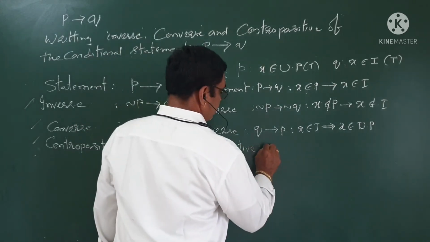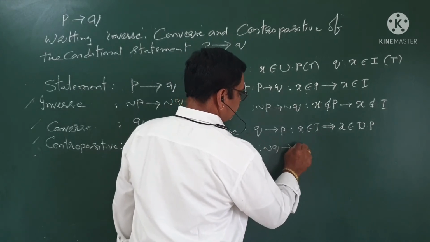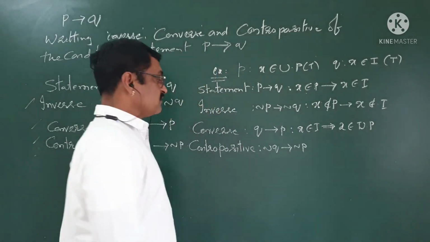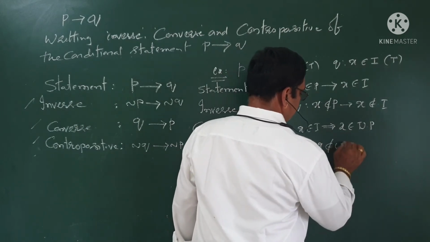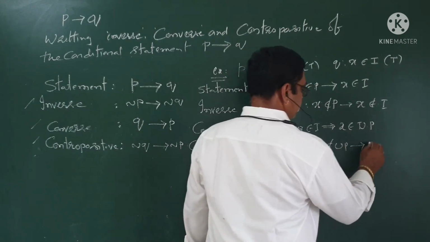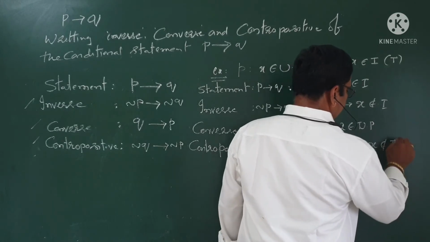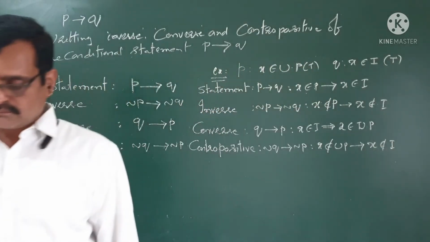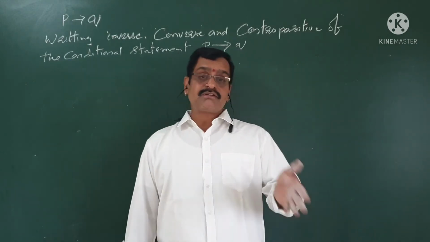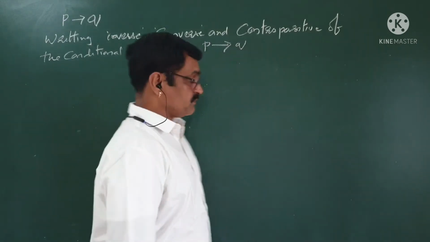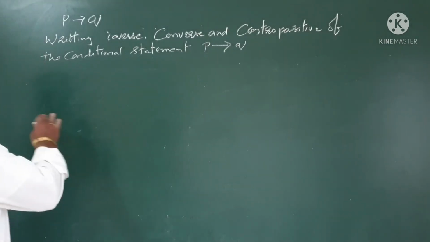Contrapositive: negation of Q implies negation of P. This is very simple. X does not belong to A implies X does not belong to B. Now the truth values of this converse, inverse and contrapositive. Let me write in a table form.